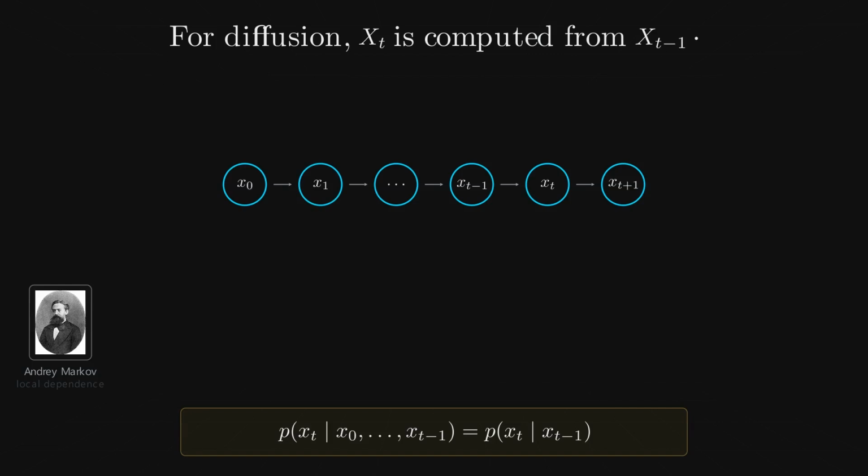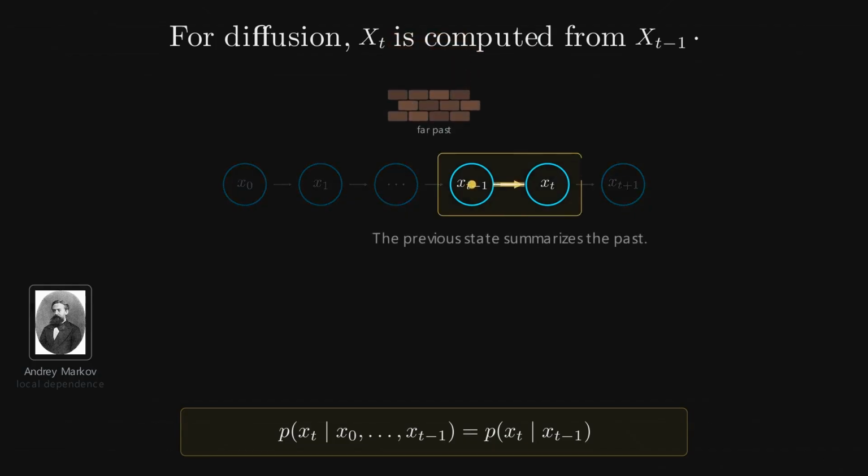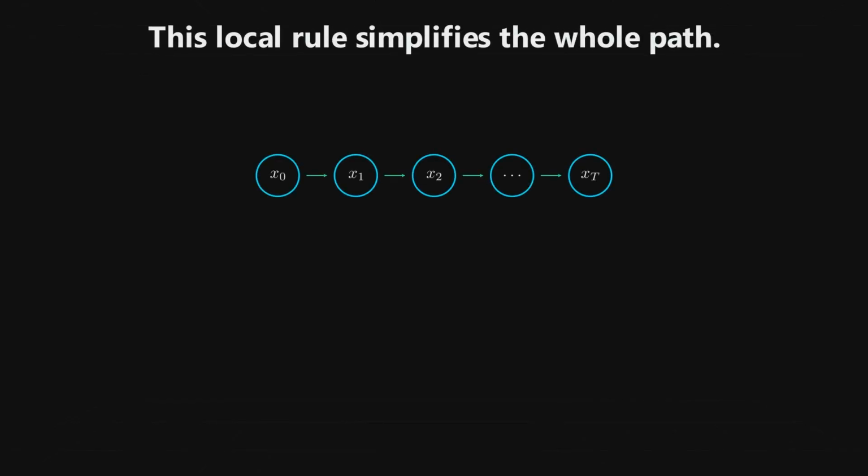This does not mean the past is irrelevant in a philosophical sense. The past helped create xt minus 1. But once xt minus 1 is known, that state already summarizes everything the process needs for the next step. In the animation, all older nodes fade away. A wall falls between the distant past and the present. Only the arrow from xt minus 1 to xt remains bright.